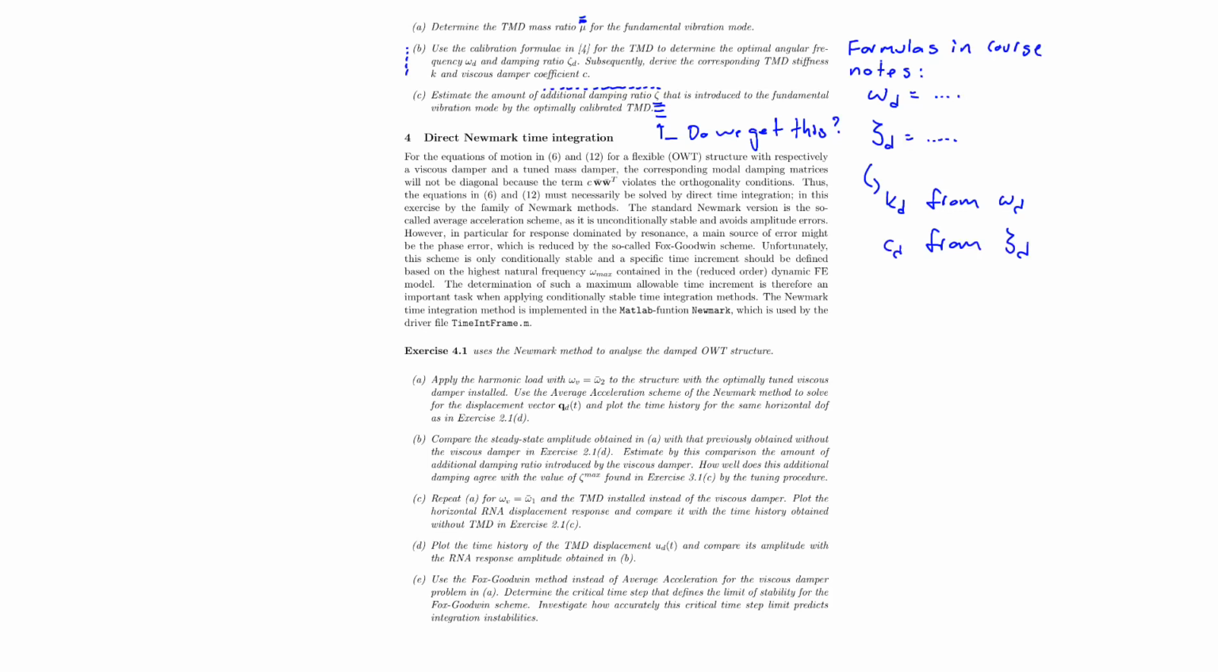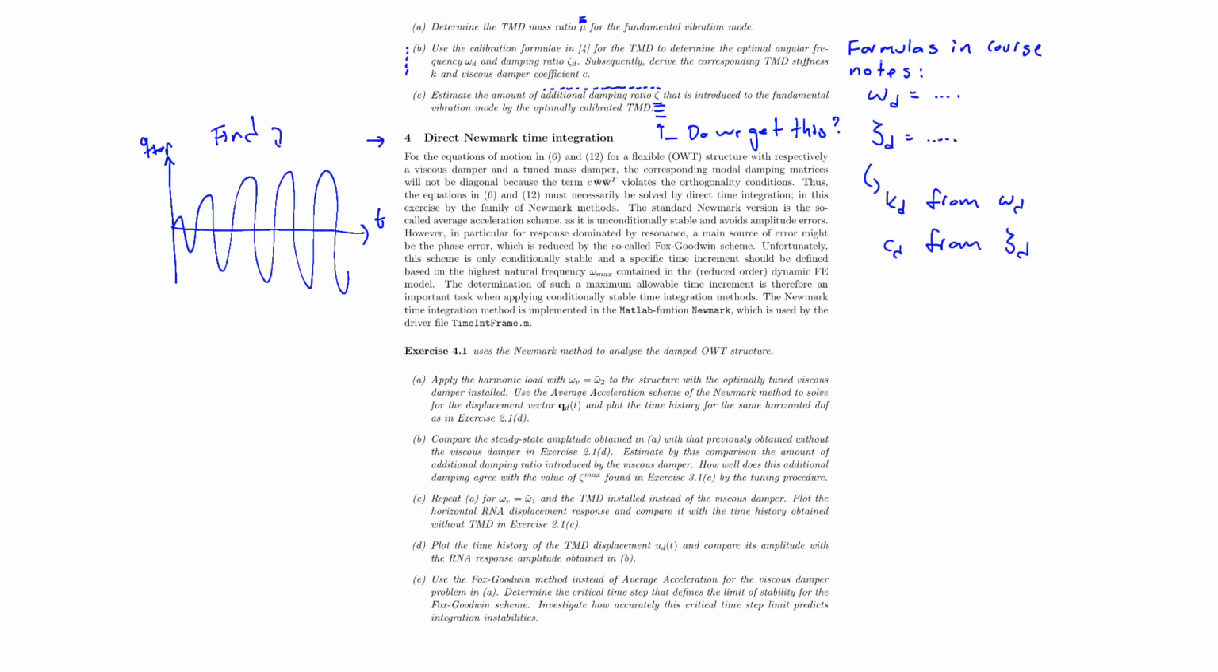The final part is then concerned with time integration. And time integration means finding response histories. That could be at resonance, could be something like this, as function of time. So find this, and we are going to apply a so-called Newmark method. So it's an alternative to modal analysis.